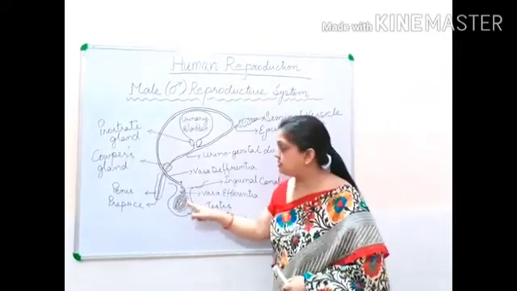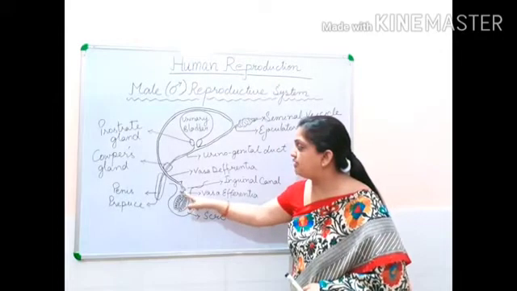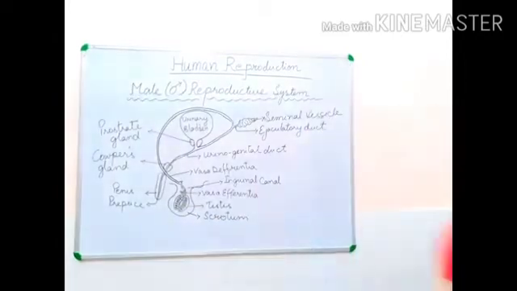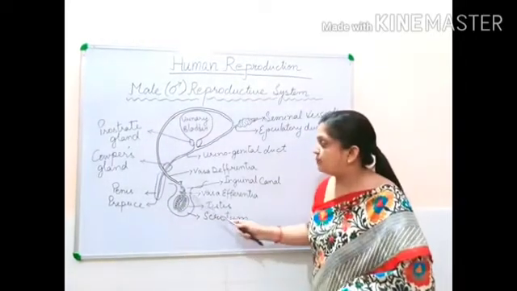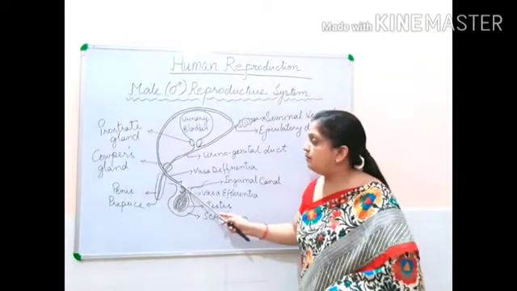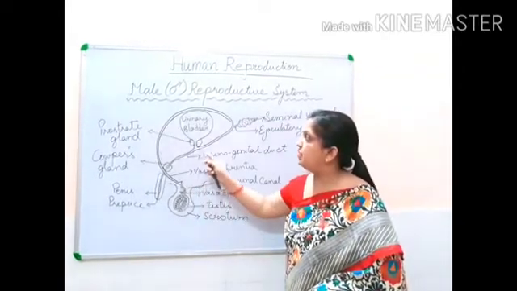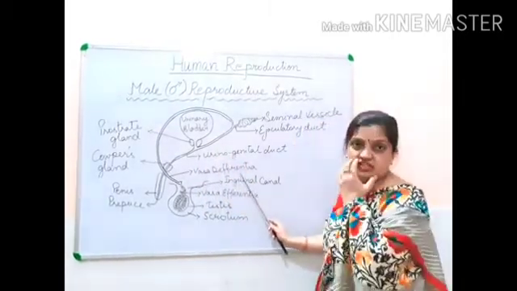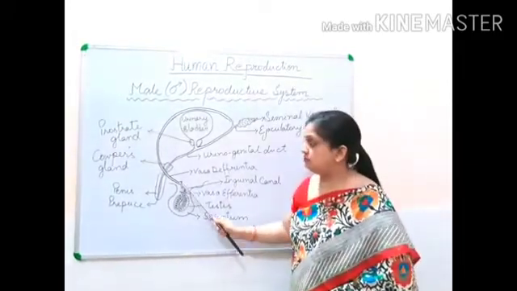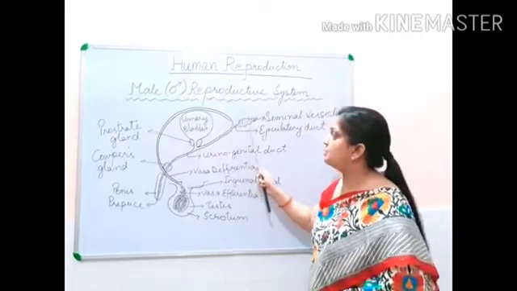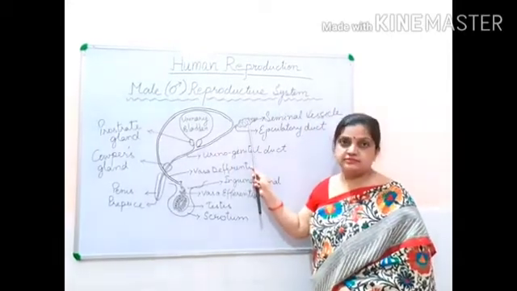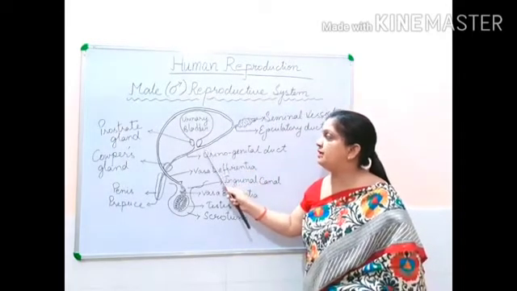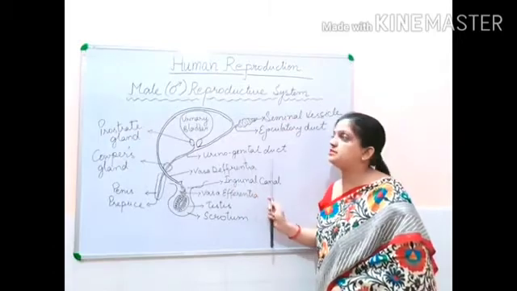Now from this testis I have drawn very fine tubes. These very fine tubes are called vasa efferentia. From these very fine tubes, a long tube-like structure is moving out in this manner. This long tube-like structure is called vasa deferentia. Now this vasa deferentia is opening into the seminal vesicle. This seminal vesicle is opening into a long tube again, which is called urinogenital duct.